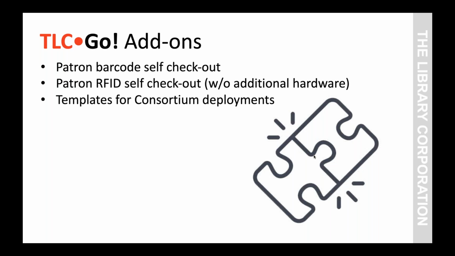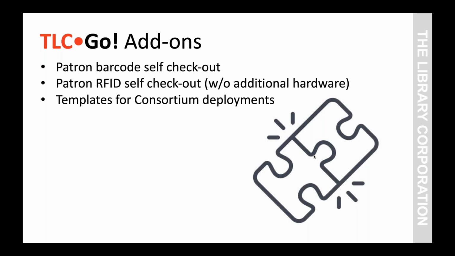So self-checkout allows patrons, when they're walking around the library, to grab items off the shelf, and if you have RFID, tap your phone on the RFID tag and check the item out to your account. Deactivate the RFID tag security, and just throw the item in a bag. And then when you're done, you simply walk out the door. So I'm going to come on and show a little demo of that very quickly.